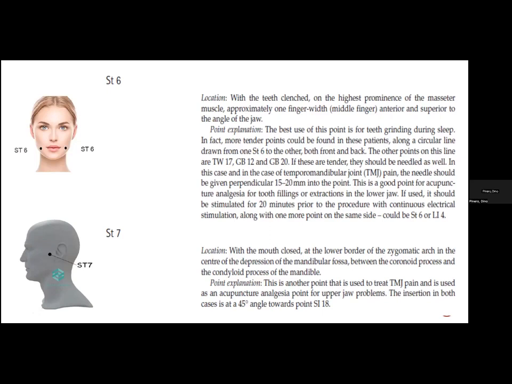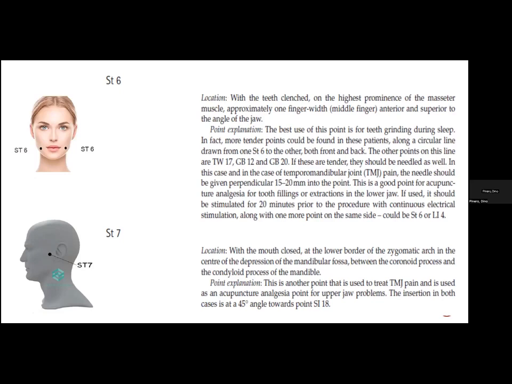In this case, and in the case of temporomandibular joint pain, the needle should be given perpendicular 15 to 20 mm into the point. This is a good point for acupuncture analgesia, for tooth fillings, or extraction in the lower jaw. So, magagamit natin ito para sa mga may mga problems sa tooth or before magkaroon ng treatment sa dentist. If used, it should be stimulated for 20 minutes prior to the procedure with continuous electrical stimulation along with one more point on the same side. So, pwede rin gamitan natin ng stomach 6 kasabay po ang LI-4 on same side.